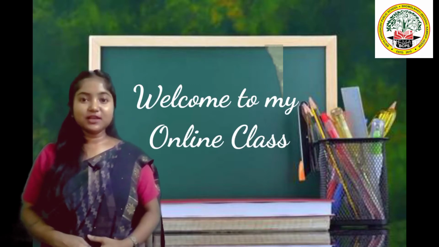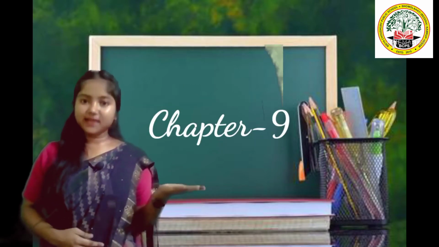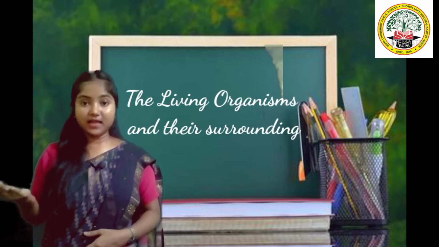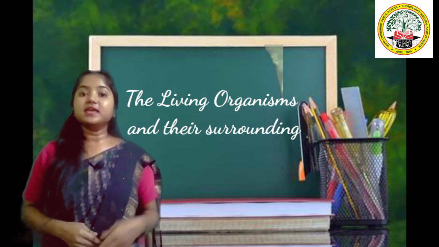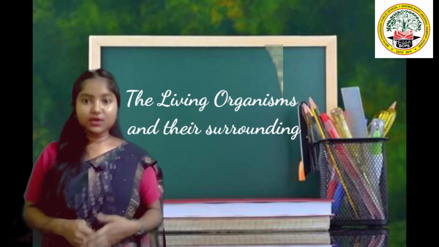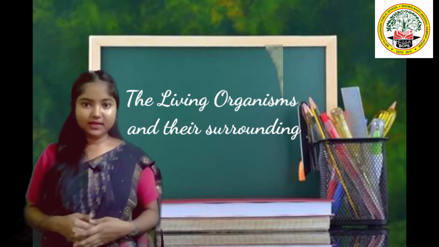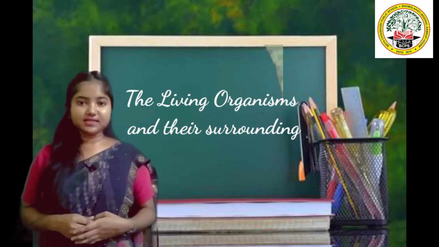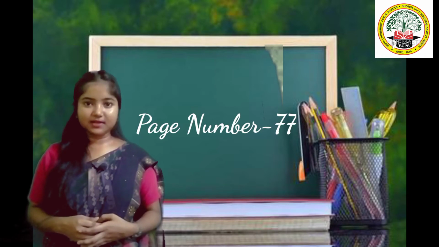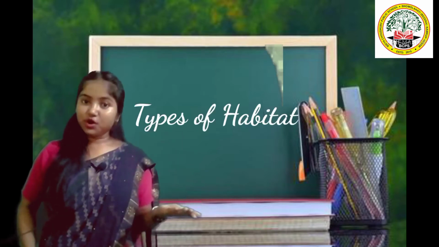Science Online class. We were discussing the 9th chapter from your science book, which is Living Organisms and Their Surroundings. In our last class, we discussed habitat. I hope you all understand about habitat, right? Today, let's continue the chapter. All of you, open your books, page number 77. Today's topic is types of habitat.